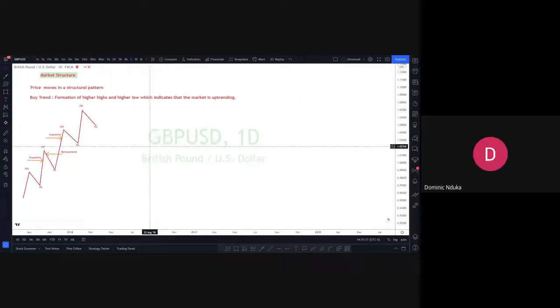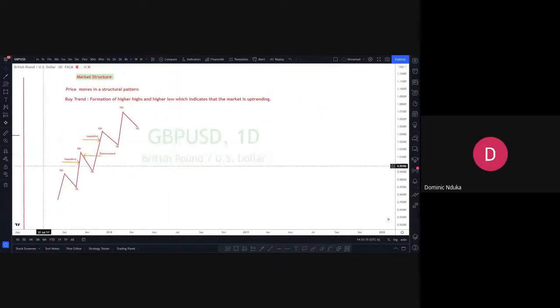Okay. So any move that breaks the previous higher high is the impulsive move. And any move that attempts to come back to the previous higher high is the retracement. Although it doesn't come back to that exact point every time, it will attempt to come back to touch it. So this is higher high one, higher low one, higher high two, higher low two.